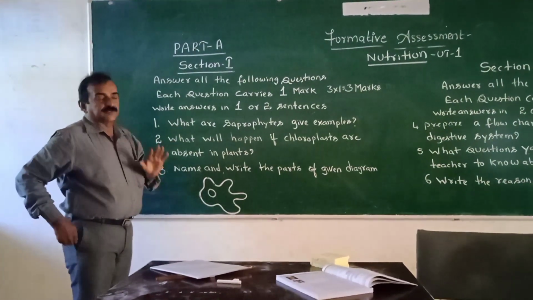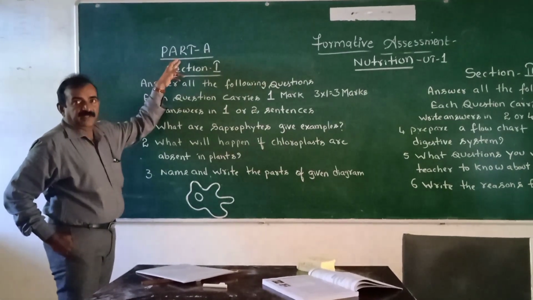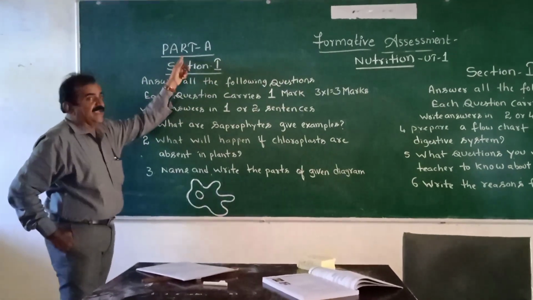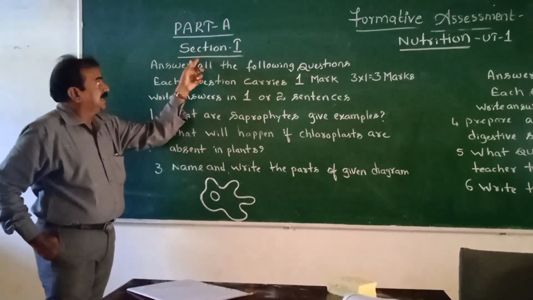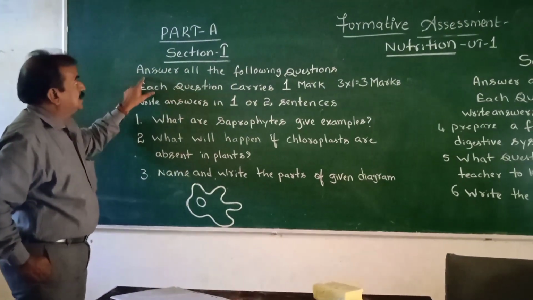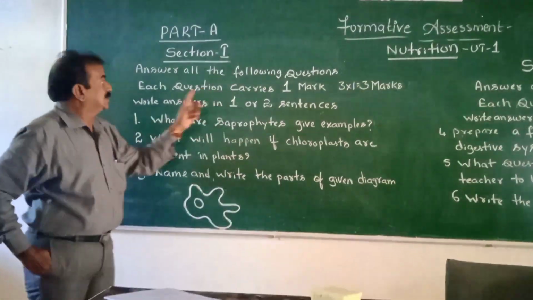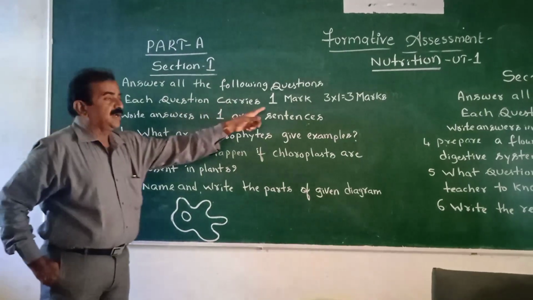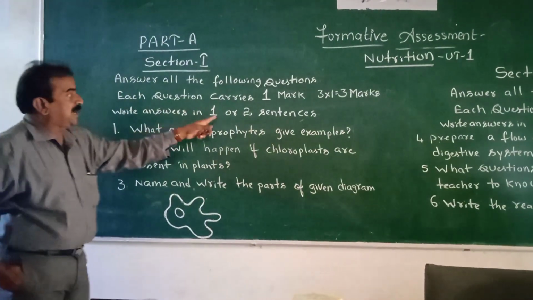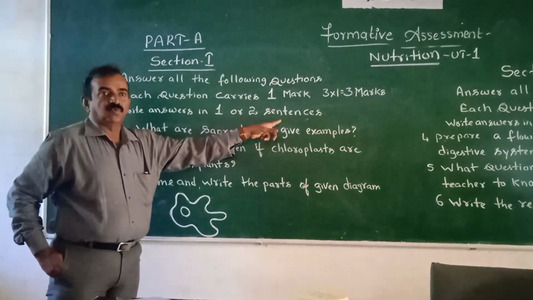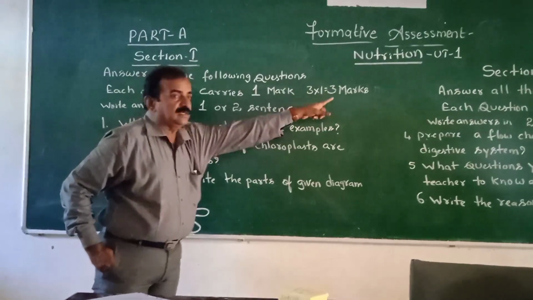And formative assessment consists of Part A. Tell me, Part A consists of what? Section 1. Part A consists of Section 1. Here you see, answer all the following questions. Each question carries 1 mark, and write answers in 1 or 2 sentences. Here 3 questions are there. 3 into 1, 3 marks.